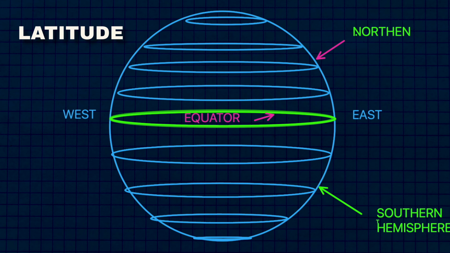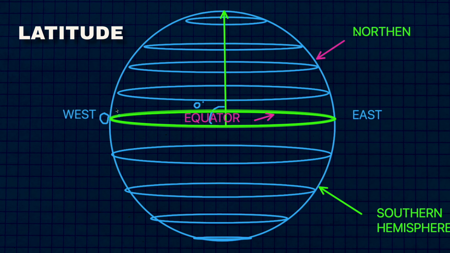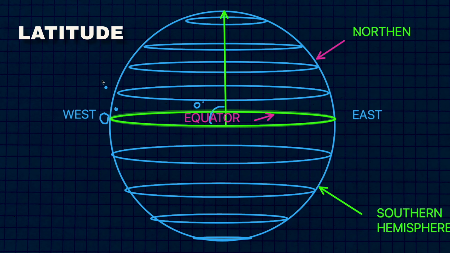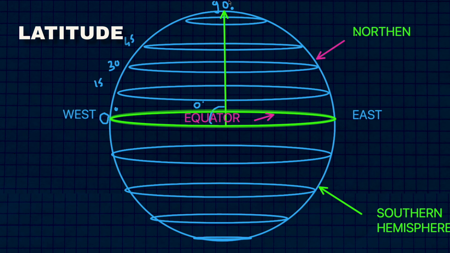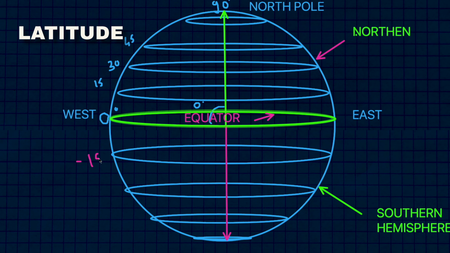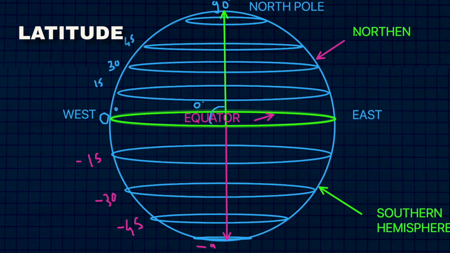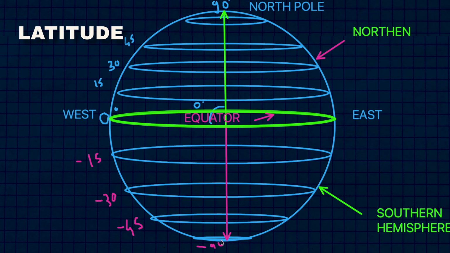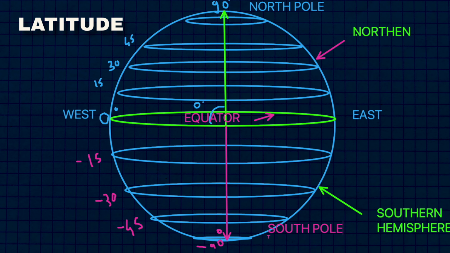Latitude measures the distance in degrees, starting with the equator at 0 degrees, that goes up in numbers from 1 to 90 degrees all the way to the North Pole. On the other hand, the latitudes on the south side of the equator are marked in negative numbers until they reach the South Pole, which is numbered as minus 90 degrees.